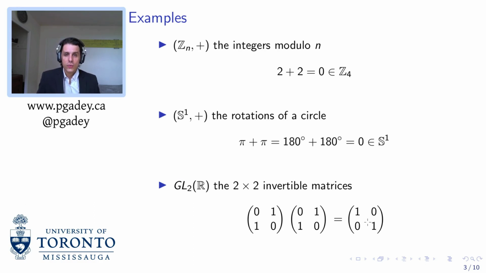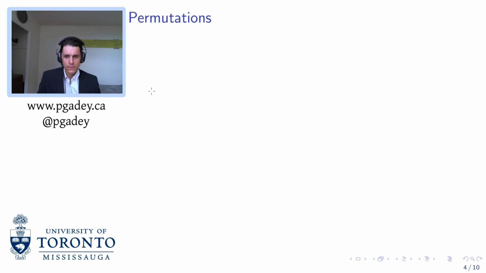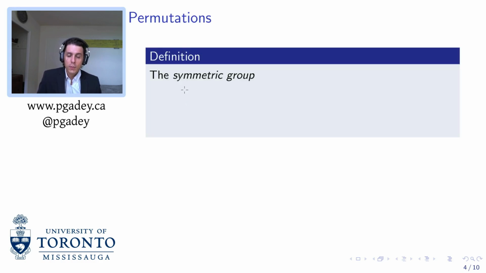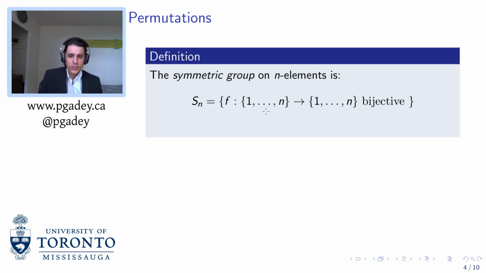Now we're going to move on to one of the major groups in this course, the symmetric group, or the group of permutations. So what are permutations? Well, the symmetric group on n elements is all of the bijections from an n element set to itself. So we're going to say Sn is all of the functions from an n element set into itself. Right? So we can imagine taking, say, 5 objects and permuting them in some way, and that's creating a bijection from a set with 5 elements to itself.